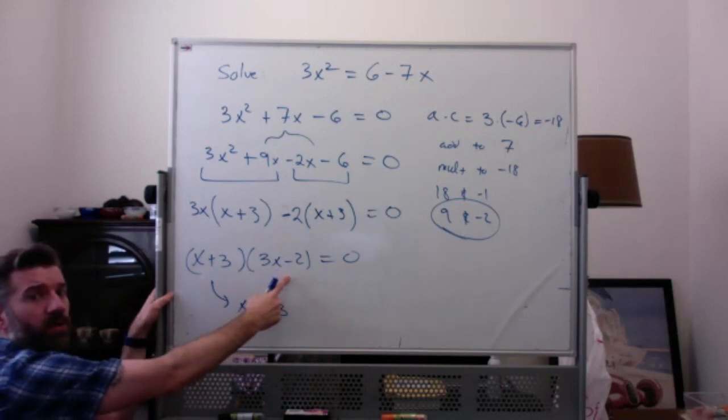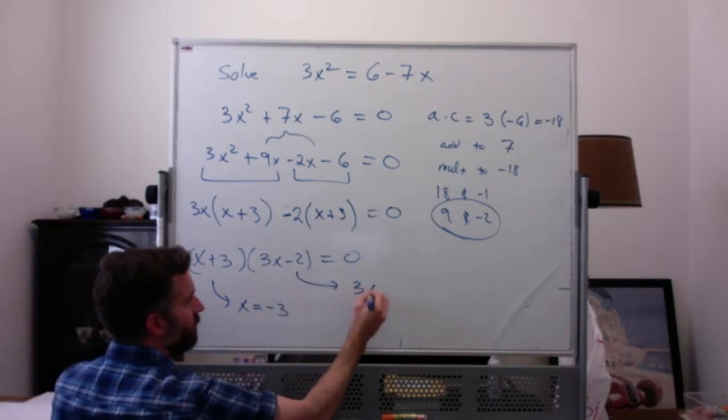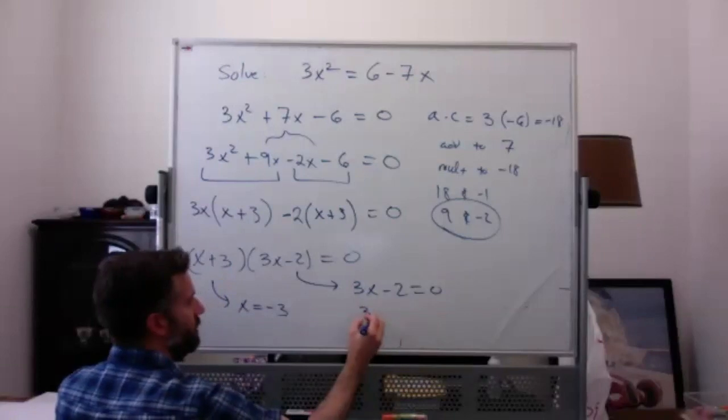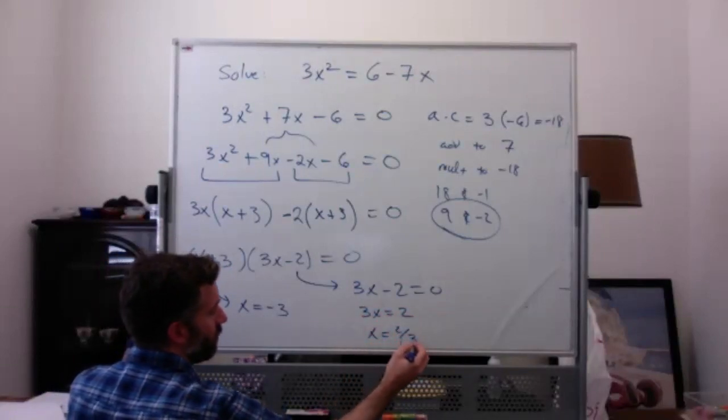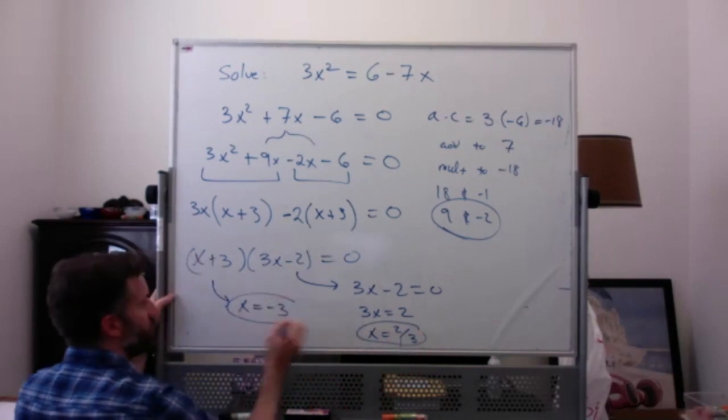Here you might have to work a little harder. If you set this equal to 0, add 2, so 3x equals 2, and then divide by 3 to get x equal to 2/3.